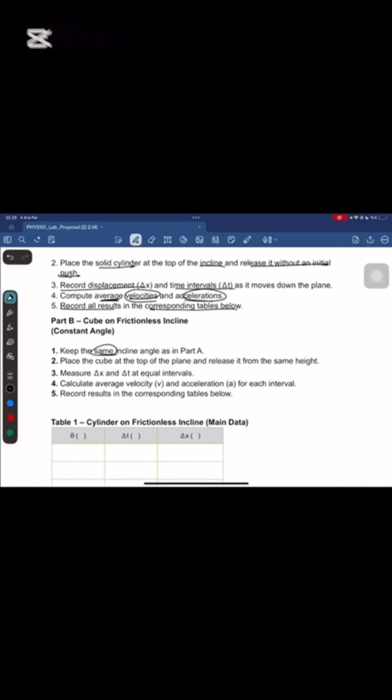Next, I will repeat the exact same procedure with the cube, keeping both the inclined angle and the starting height the same. Using the recorded distance and time values, I will calculate the velocity using v equals delta x divided by delta t, and the acceleration using a equals delta v divided by delta t. I will then plot velocity-time and acceleration-time graphs for both objects and compare the results with the theoretical prediction.